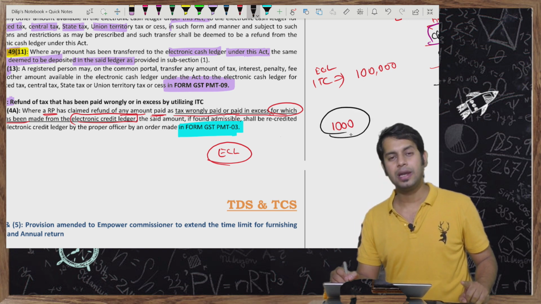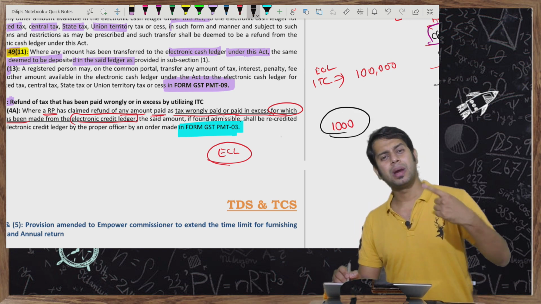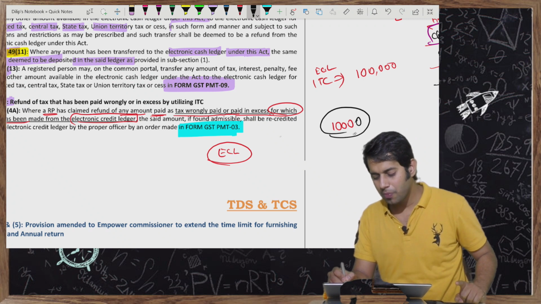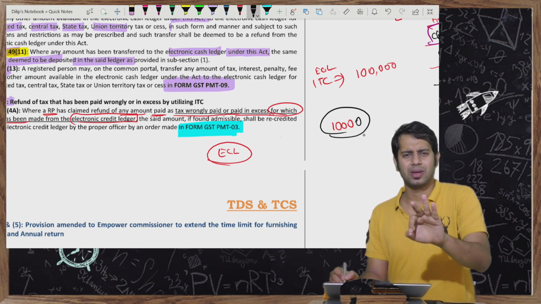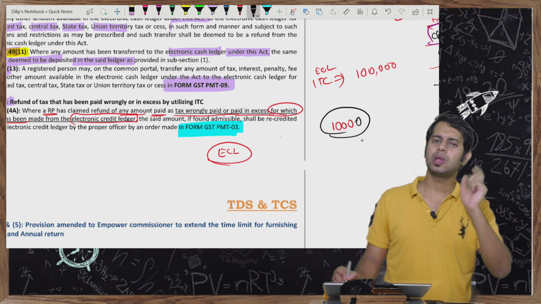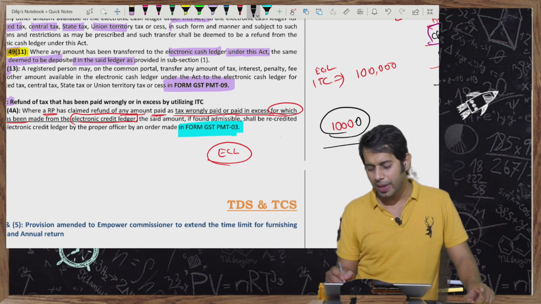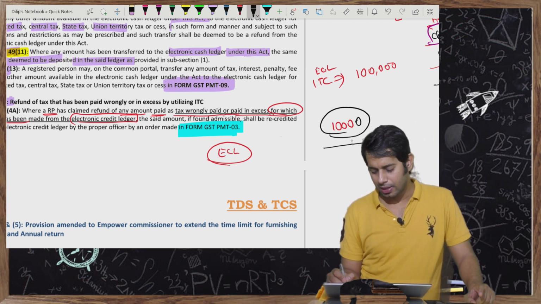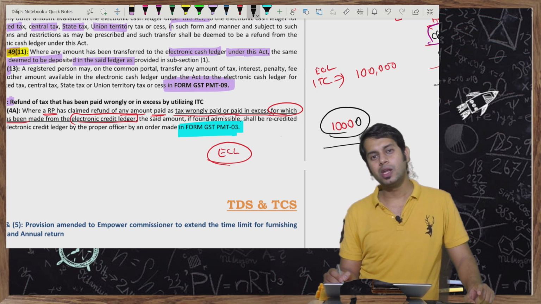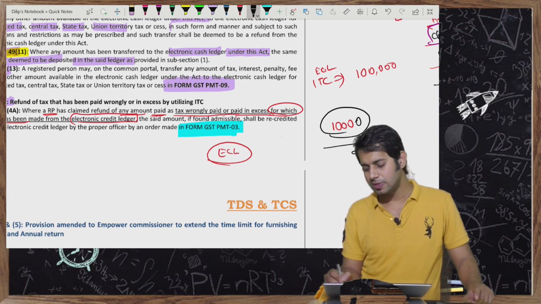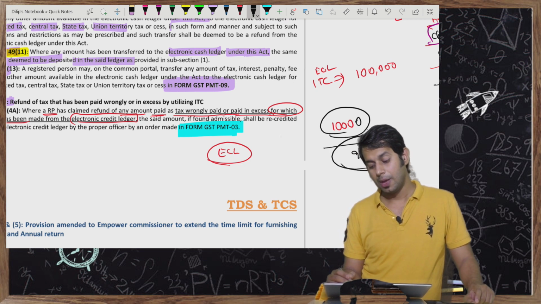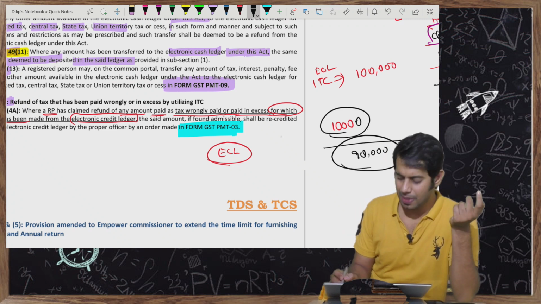This month my liability was only 1000 rupees, but by mistake while entering this I added one more zero, so it has become 10,000. So what has happened? From your electronic credit ledger they have reduced 10,000 rupees, and the balance which is there is only 90,000. But this was done by mistake by you.